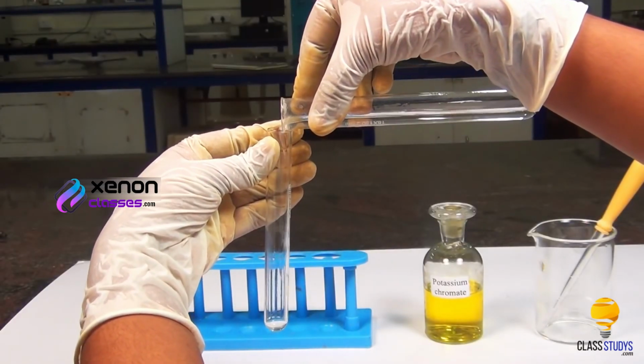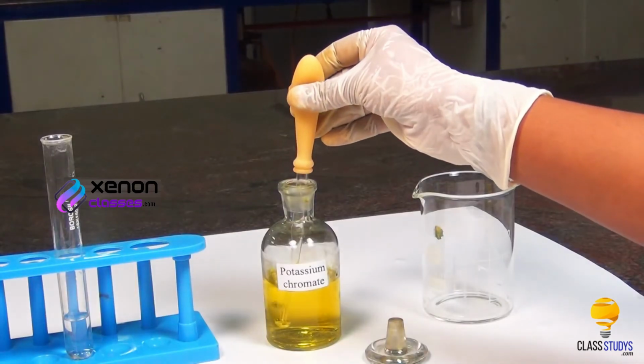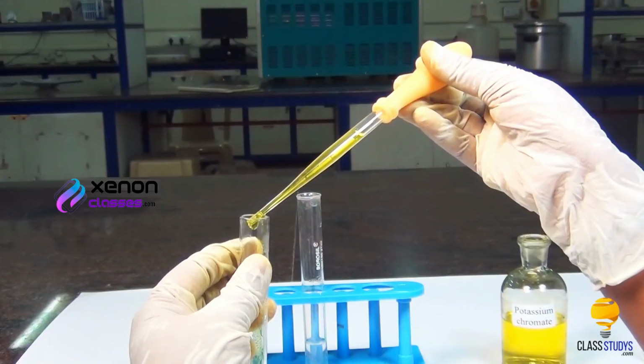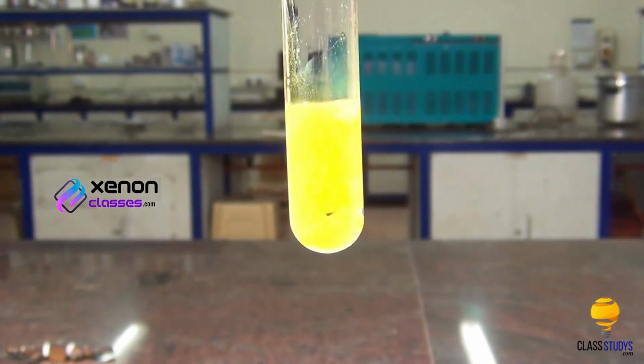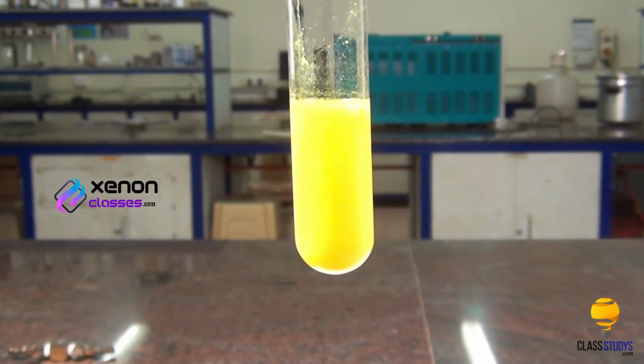Procedure. Take 1 part of the solution obtained in the group analysis in a test tube. To this, add a small quantity of potassium chromate solution using a dropper. Lead chloride present in the solution reacts with potassium chromate to form a yellow precipitate of lead chromate.